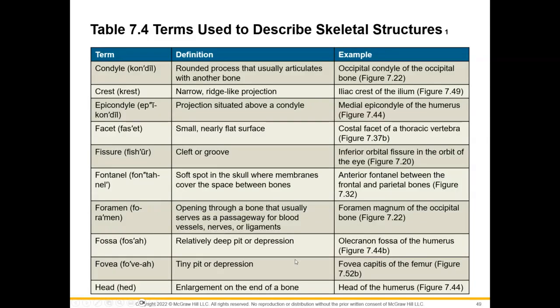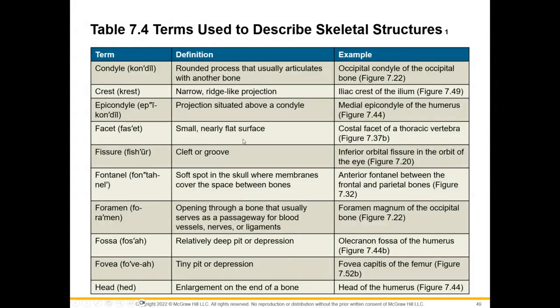Now, as we go through many of these different bones, we're going to use a lot of different terms to name certain parts of the bone. So parts of the bones are also important as well as knowing the bone itself, because these are important connection structures quite often. And some of these are also listed on the bones to know part. When we use the term condyle, we're talking about a rounded process that articulates with another bone, like the occipital condyle. Then you have a crest, that's a narrow ridge-like projection. Epicondyles, these are projections situated above a condyle.